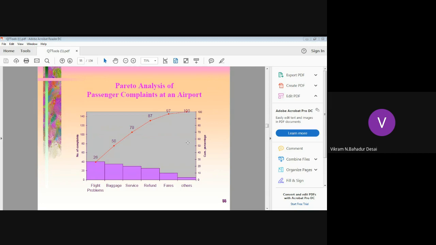Can you see this? This is the Pareto. In the exam, you should be able to draw this, take some example, draw this and try to explain. Okay.